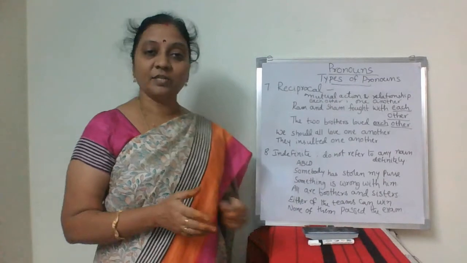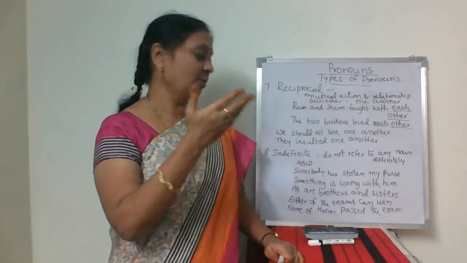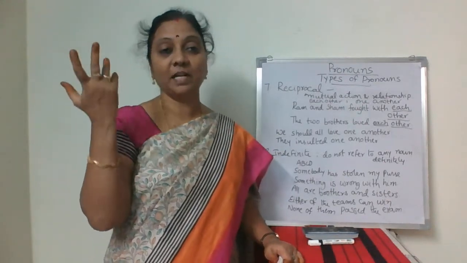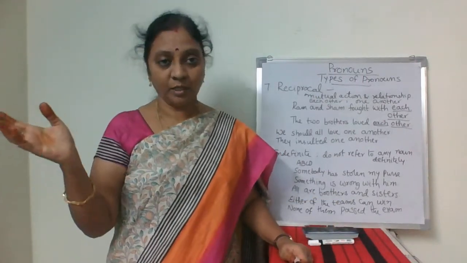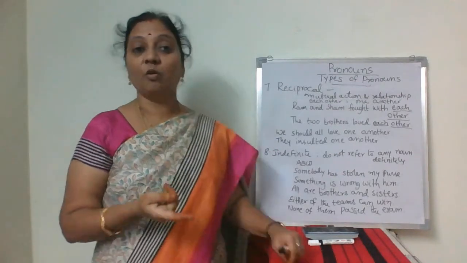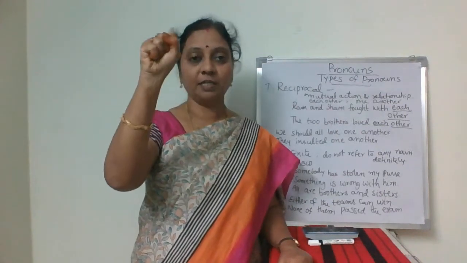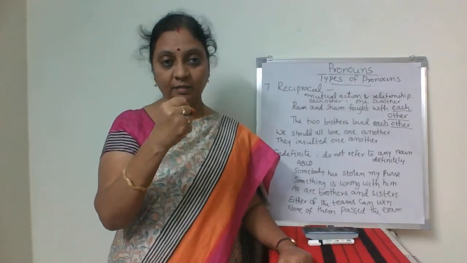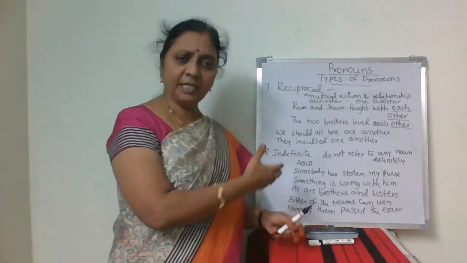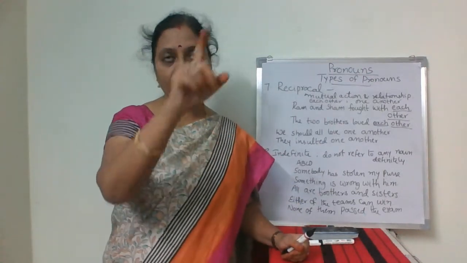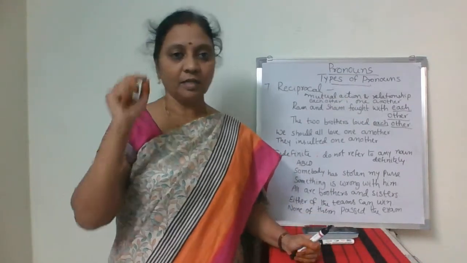Somebody has stolen my purse. In our school days also, we learned the same example. Somebody, we don't know exactly. He, she, who stole my purse, I don't know. So somebody has stolen my purse. Something is wrong with him. Something is there in his hand, we don't know what is there, then we say something. Many times we use this word: she dressed up nicely but something is missing, maybe the bindi.